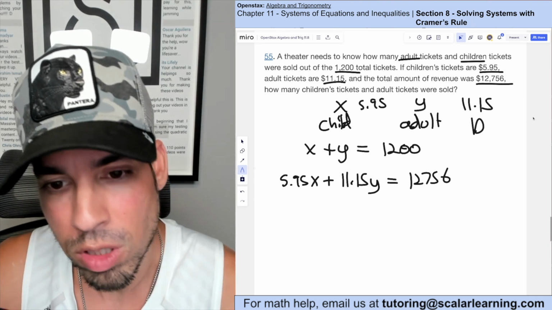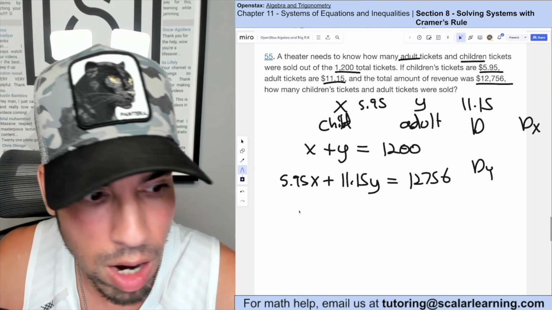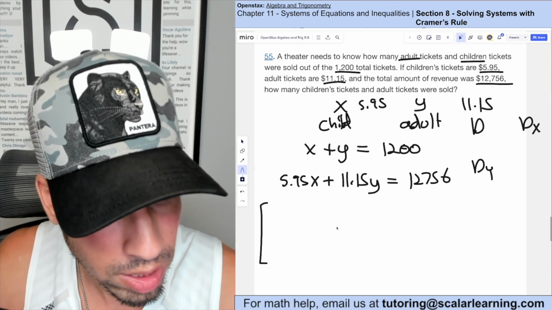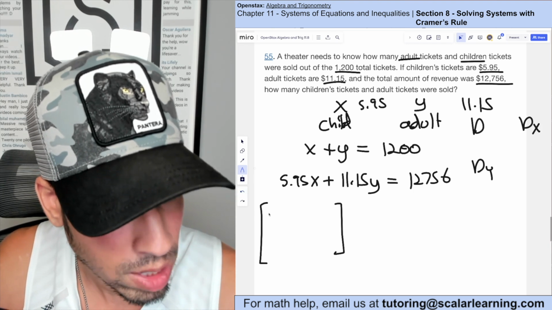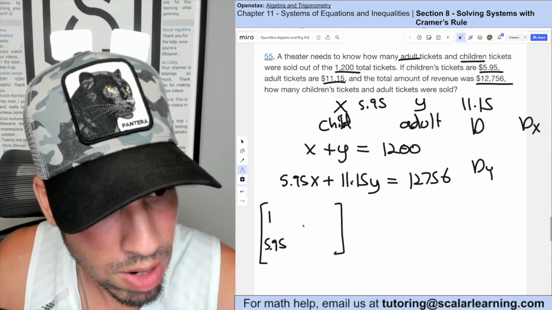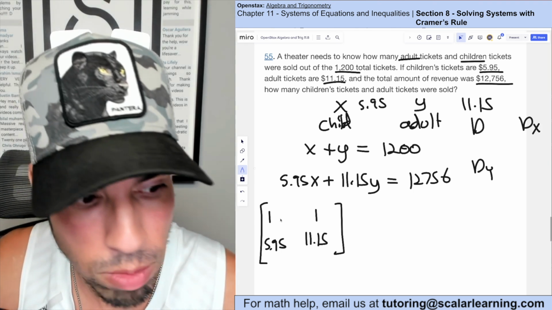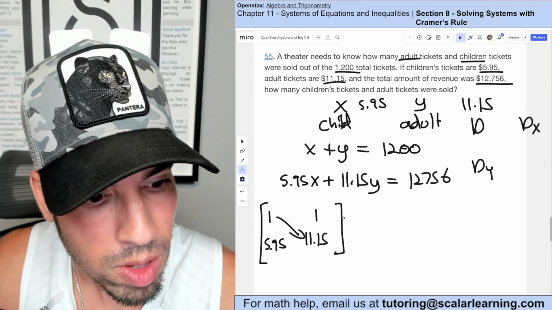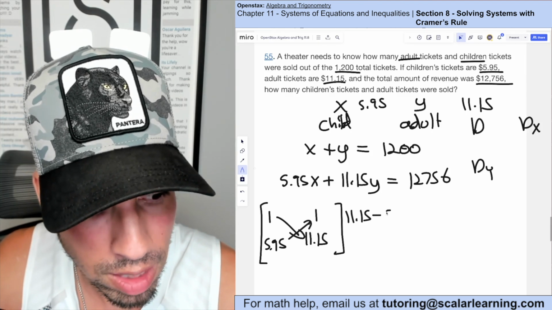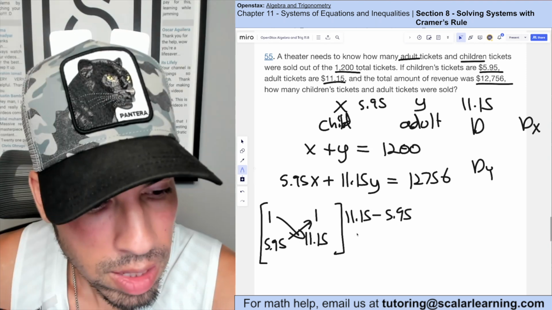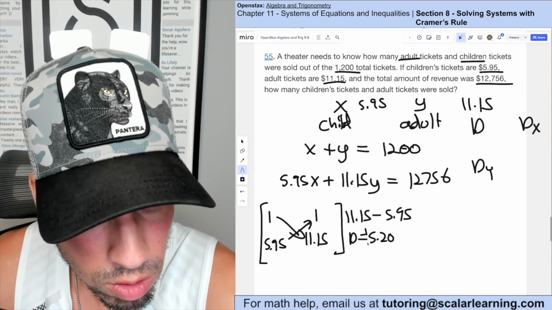And when again, using Cramer's rule, we need d, the determinant, dx, and dy. So let's set it up now. Let's first get regular d. That's going to be taking these coefficients. So we got 1, 5.95, 1, and 11.15. Let's calculate the determinant. So we multiply, that's 11.15, and then we multiply these and we minus that, that's 5.95. And that's going to give us a determinant of 520. Okay, so that part's done.